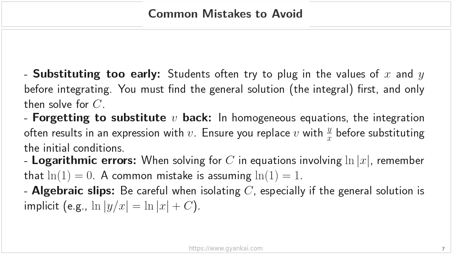Finally, stay vigilant against algebraic slips. When you are isolating the constant c, the algebra can sometimes get a bit messy, particularly if your general solution is implicit. For example, if you have an expression like the natural log of y over x equals the natural log of the absolute value of x plus c, take your time with the algebraic manipulations to ensure you don't make a sign error or a grouping error. If you can avoid these 4 traps, you'll be well on your way to mastering this topic. Now, let's quickly review the key takeaways from today's session.